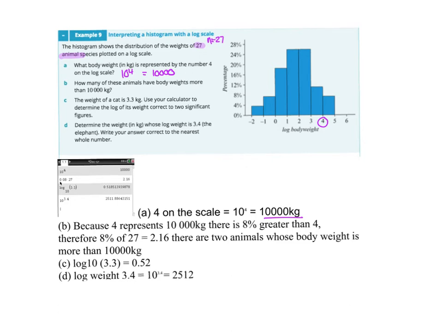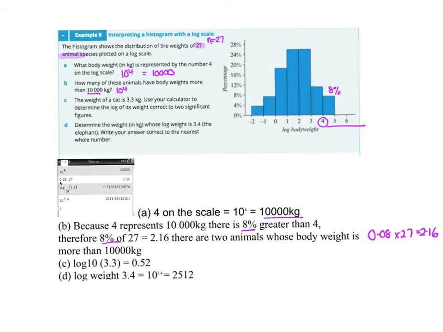B, how many of these animals have a weight more than 10,000? So sometimes you've got to look and go, all right, well 10,000 is a log scale of 10 to the power of 4. So you go down there and we look at this. This is percentage. So I'm going to say that's 8%. So we've got 8%, but it's 8% of 27. So if you want to find 8%, you change it to a decimal and times it by 27. So we get 2.16. All right, so we'll probably say 2 animals there.